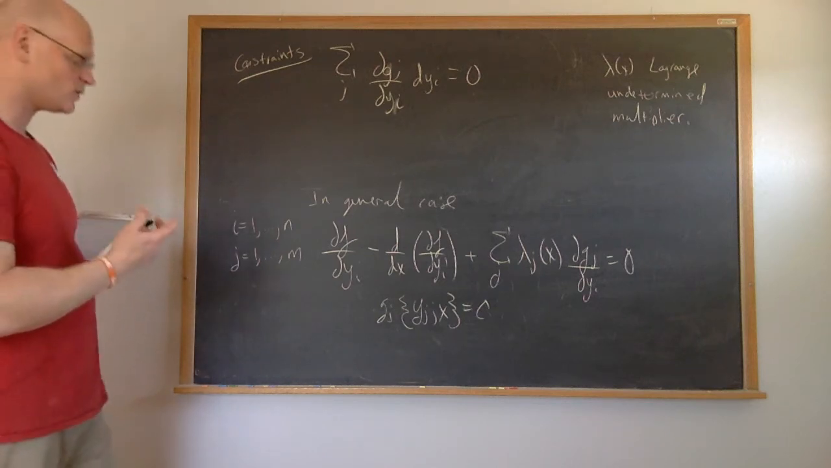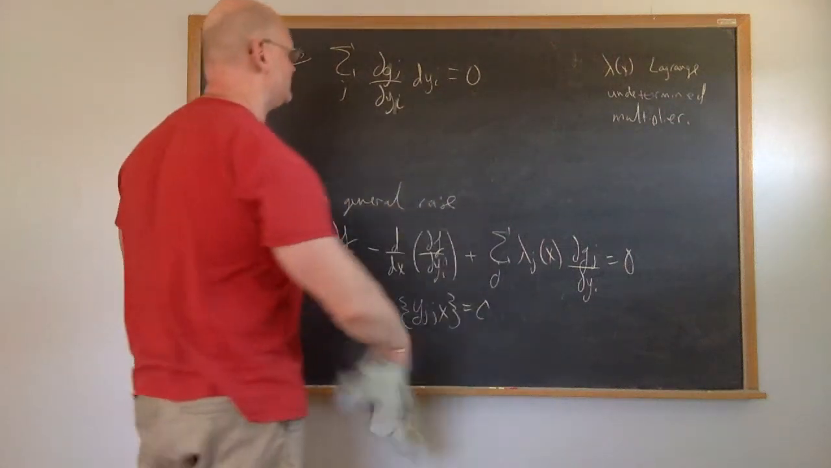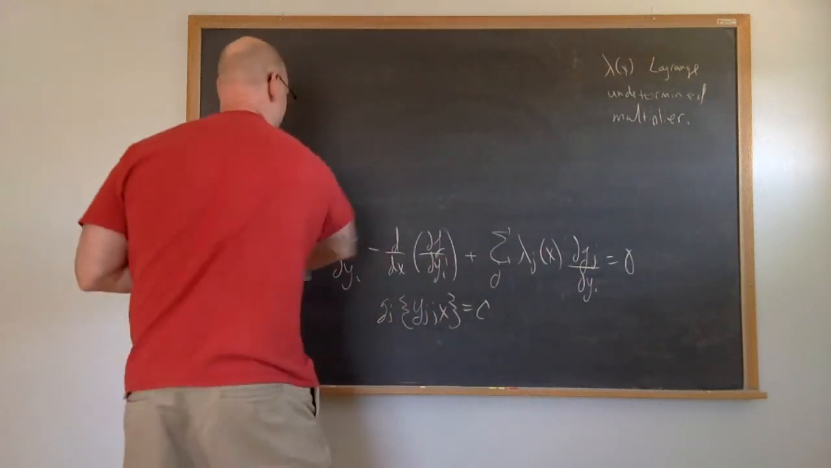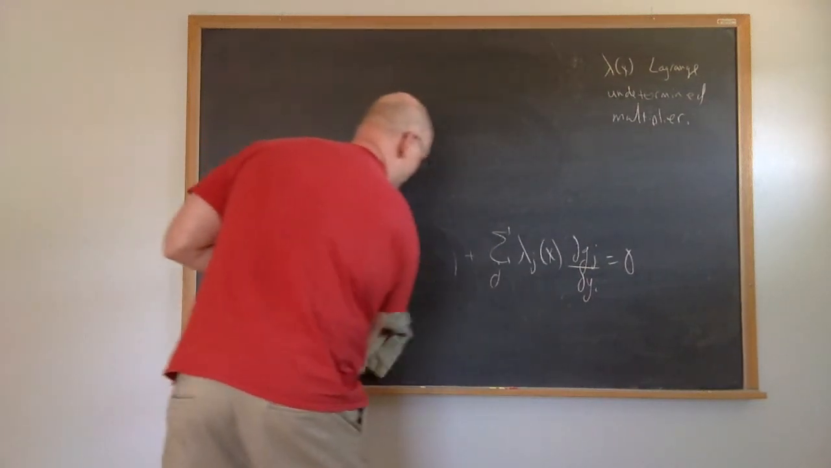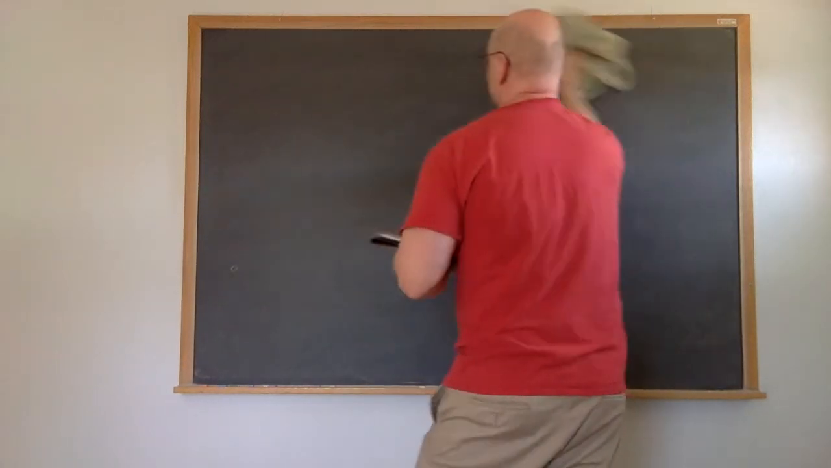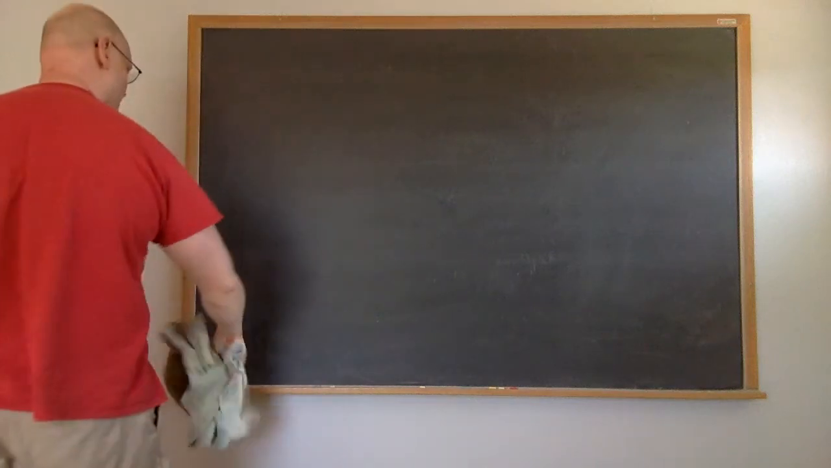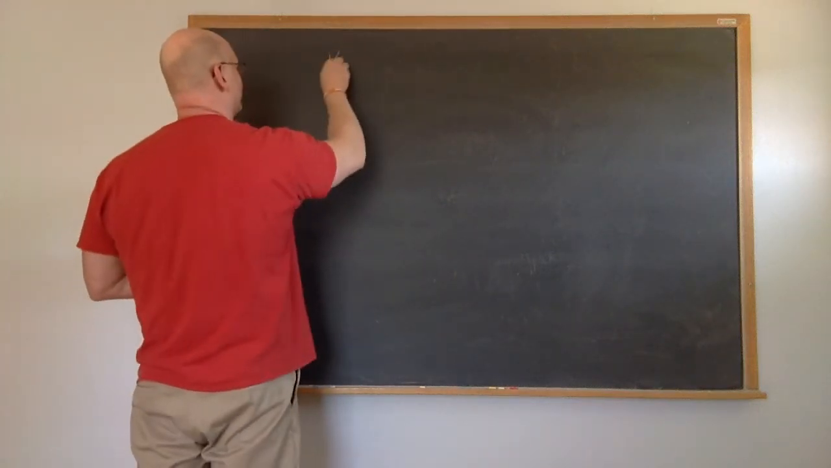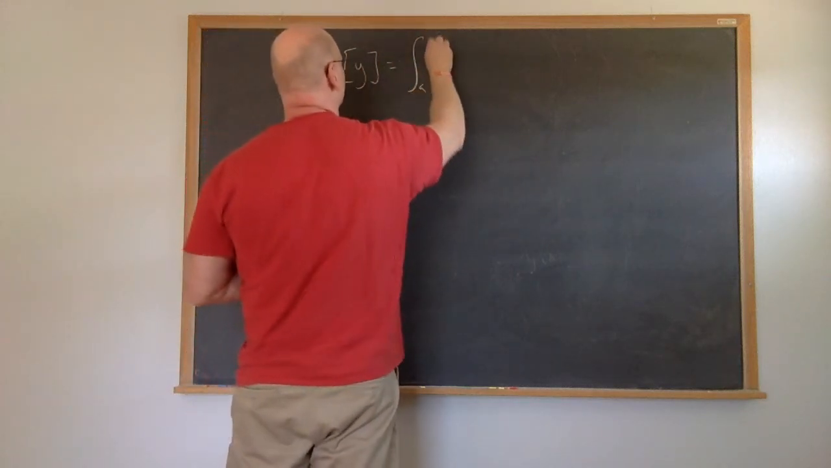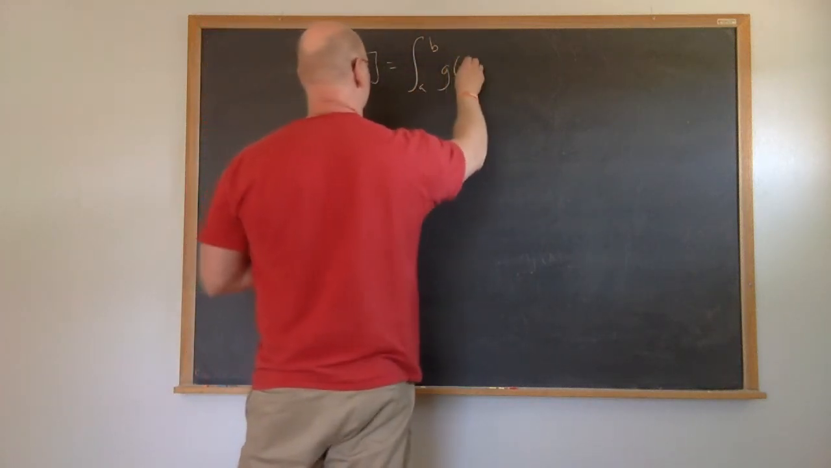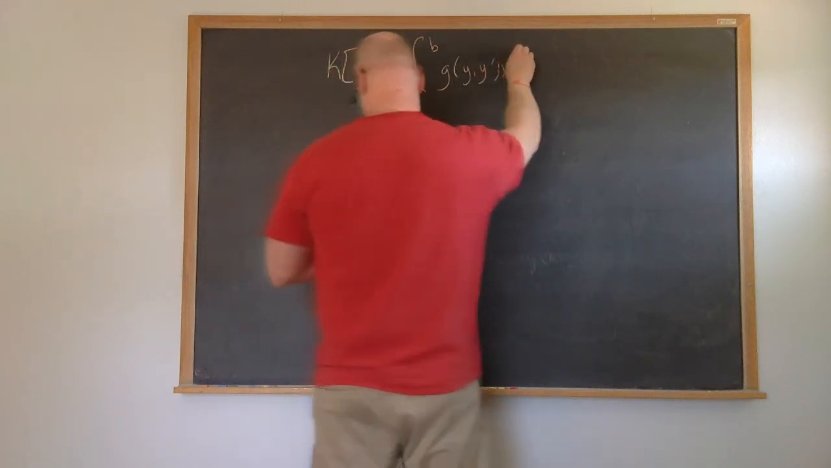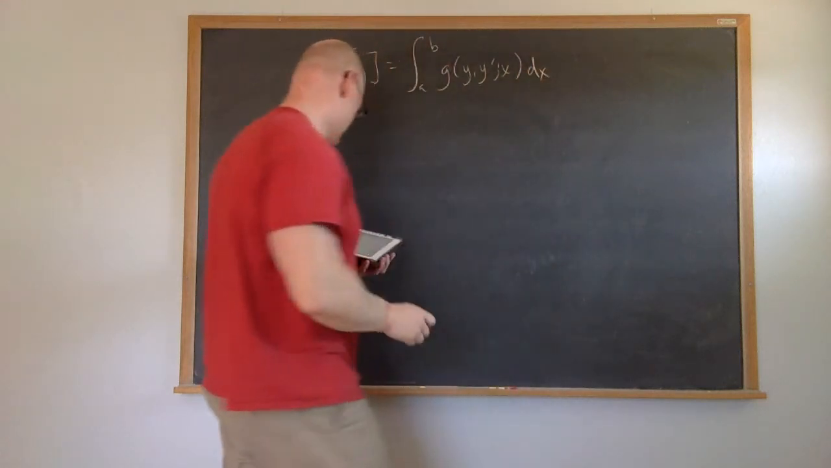Now, another way we can actually be given a constraint is in an integral version. So let's talk about the integral versions of constraints and see what happens then. So let's say our constraint is actually an integral, which we're given as k of y is equal to the integral from a to b of our g of y, y prime, x dx. So this is our constraint.